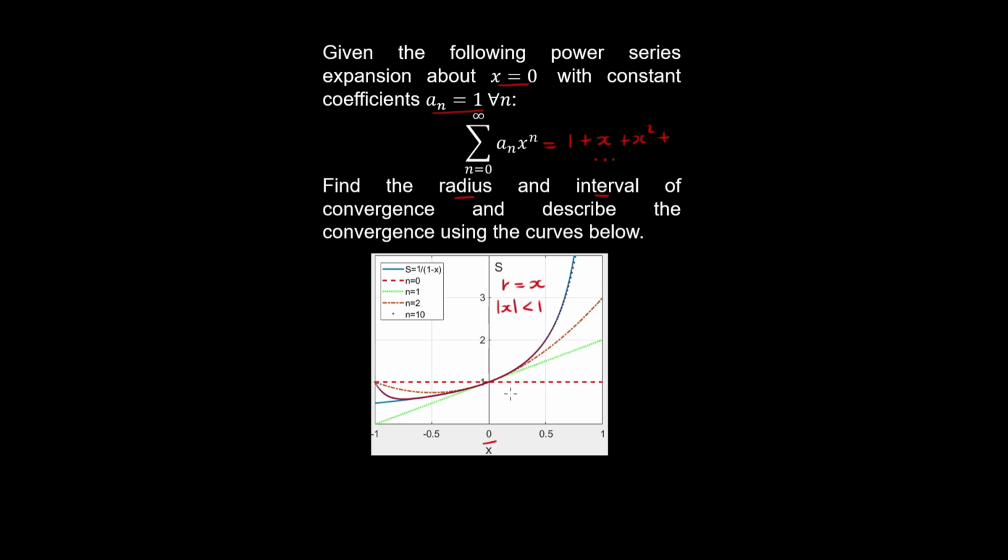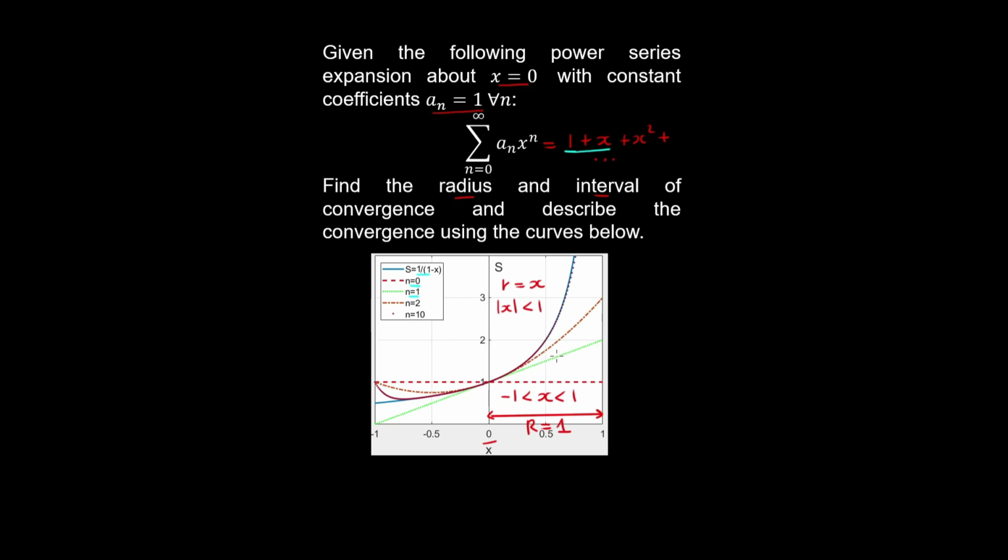So therefore this gives us an interval of convergence between minus 1 and 1. And the radius of convergence is half of the interval of convergence, so that would be 1. And now according to these curves, when we use one term, we get a horizontal line, and as we increase the number of terms that we use in a series, we get a better and better approximation to this sum.